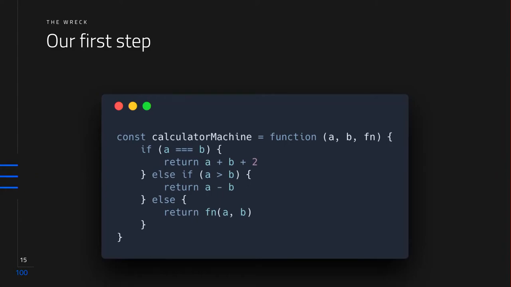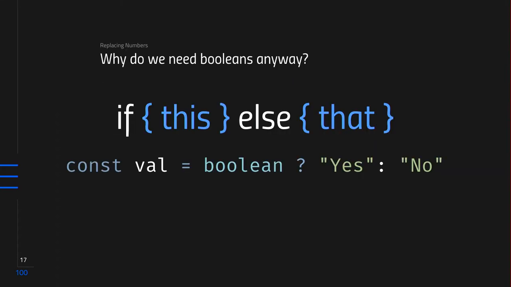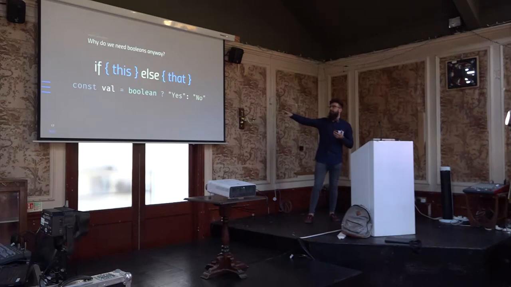So our first step is to replace the booleans here. Because we have some if conditions, we need to have booleans, right? So let's replace all booleans with functions. So why do we need booleans anyway? We just need booleans to make choices, right? So in this ternary, what we're really doing is just choosing one of the values.